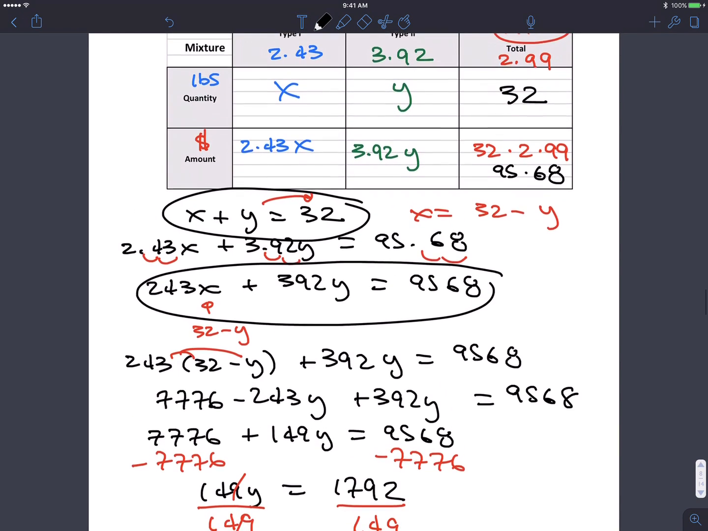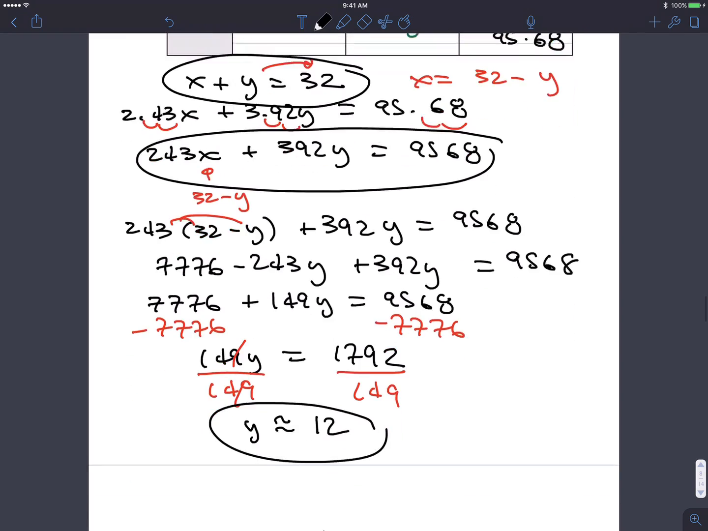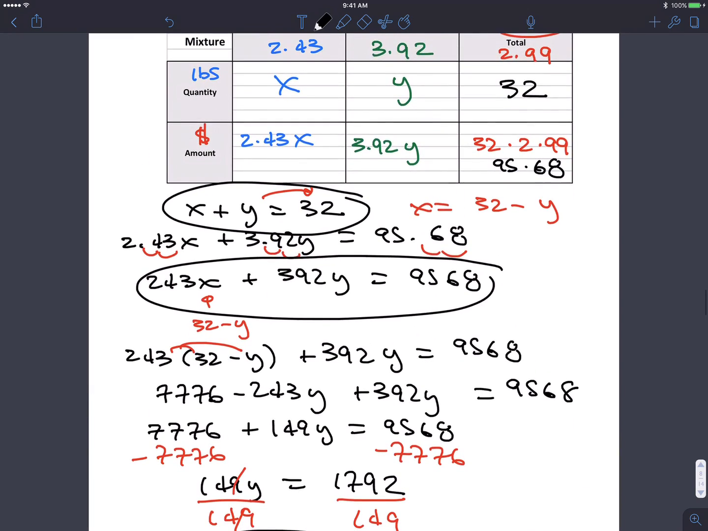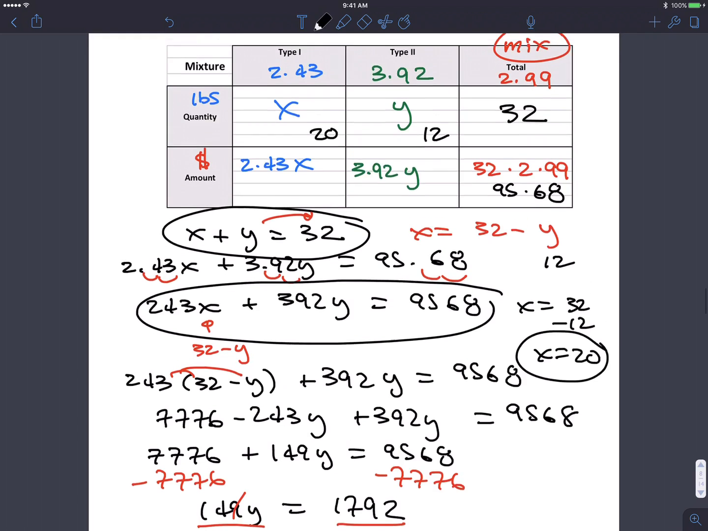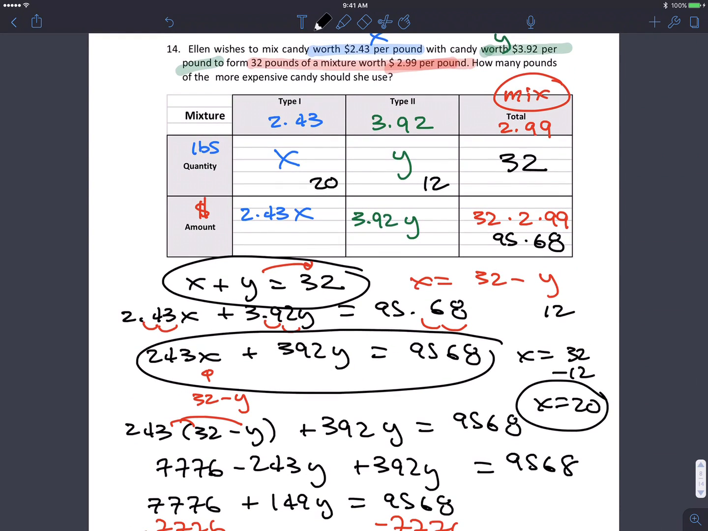Approximately 12 pounds. So we found the value for y. Y is about 12 pounds here. So if I plug in 12 for y, we know x is 32 minus 12, or x will be now 20 pounds here. So number 14 here is x is 20 and y is 12. They ask the more expensive. Well, the more expensive here is 392. So it looks like the answer is going to be there 12 pounds.